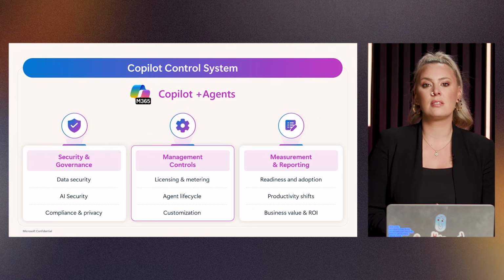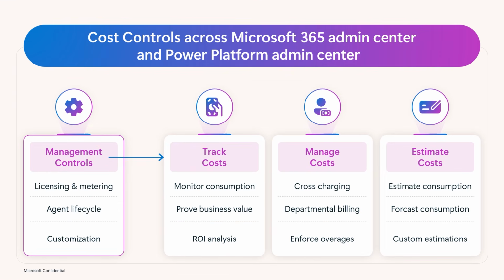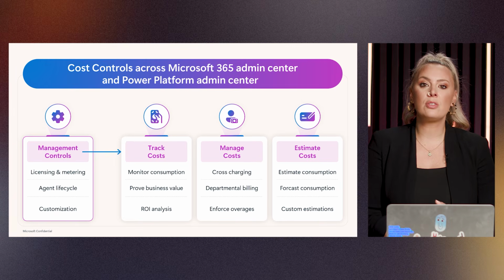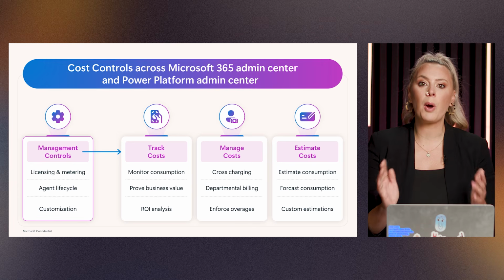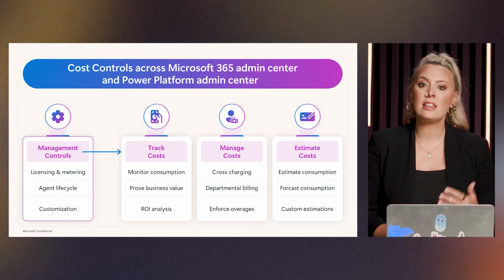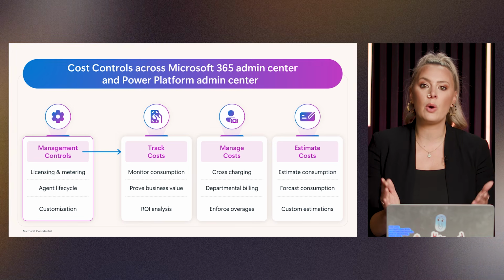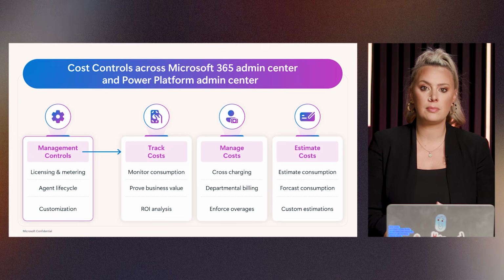controlling agent costs. To help IT admins effectively control costs for agents, we will cover three critical elements to control costs. First, the ability to track costs and monitor consumption patterns. Second, the ability to manage costs with cross-charging, departmental billing, and enforcement of overages. And lastly, the ability to estimate and forecast costs with the Copilot Studio Agent Usage Estimator.